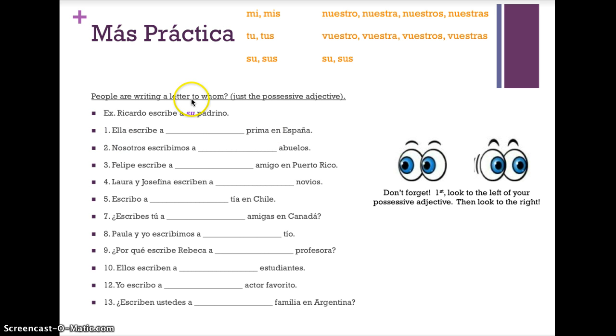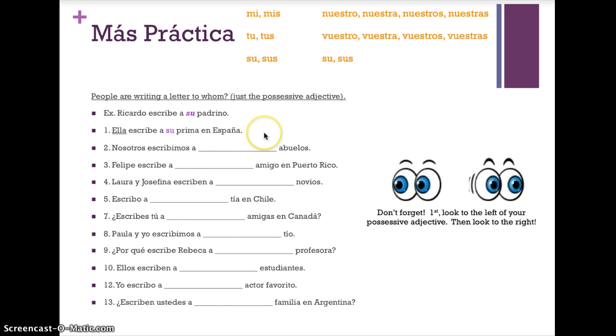So ella comes from this box. So now I just need to know, is my object singular or plural? Well, it's singular because it doesn't end in an S, so it's su. This one is nosotros, so we're up here. And abuelos ends in OS, so my answer is nuestros. Felipe escribe a su amigo. Felipe is singular, and amigo is singular.